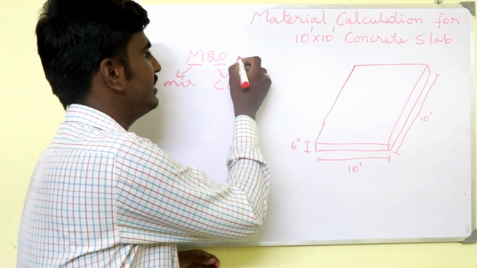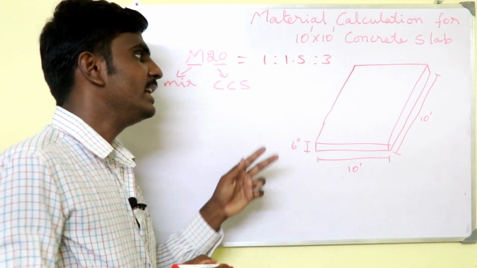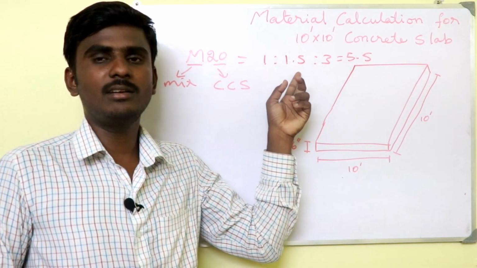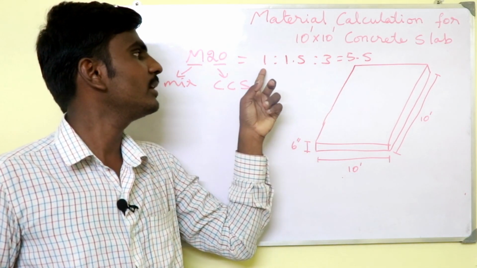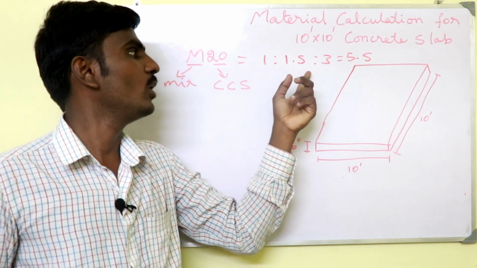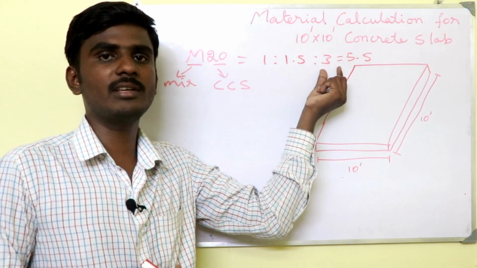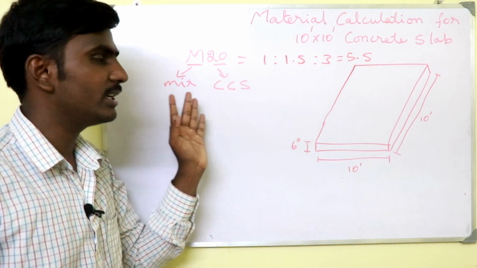Okay, it has the ratio of 1:1.5:3. It means the total part of the concrete is now 5.5. Among the 5.5 parts, 1 part of cement is going to be added, 1.5 parts of sand, and 3 parts of coarse aggregate. This is the meaning of the ratio. Okay, so now the calculation.